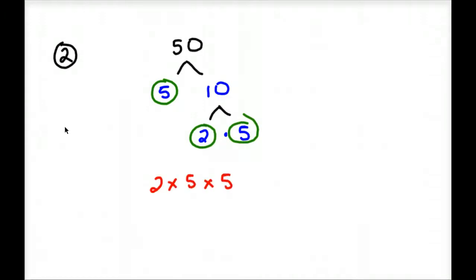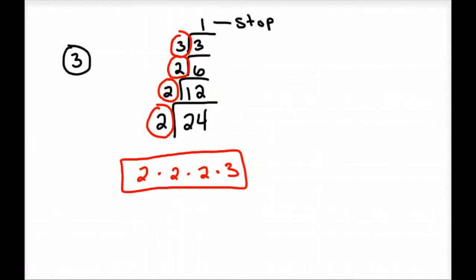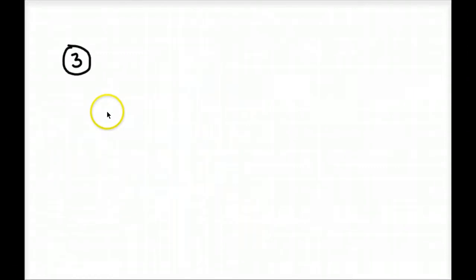And again, in order, 2 times 5 times 5, and these are the prime factors of 50. Now let's take a look at the cake method. You may perform either one.